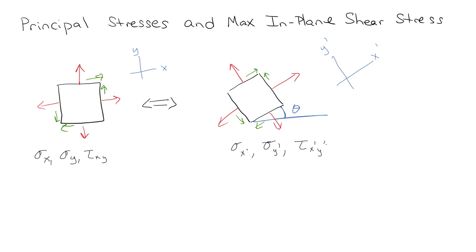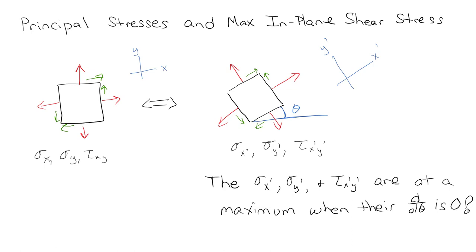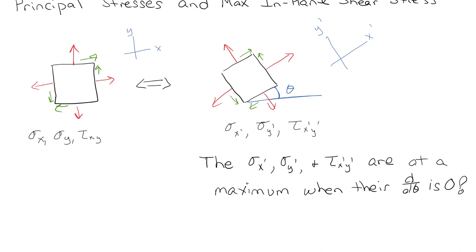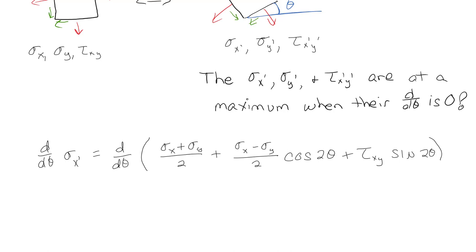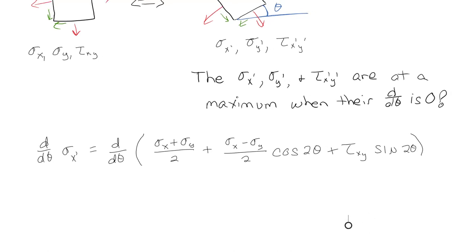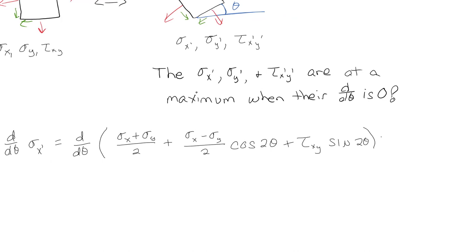And the answer is whenever the d/d theta is zero. Each of those values is at a maximum when its d/d theta is zero. So the first thing we're going to do is take the d/d theta of sigma x prime, and we want to know when that d/d theta value is going to be equal to zero.